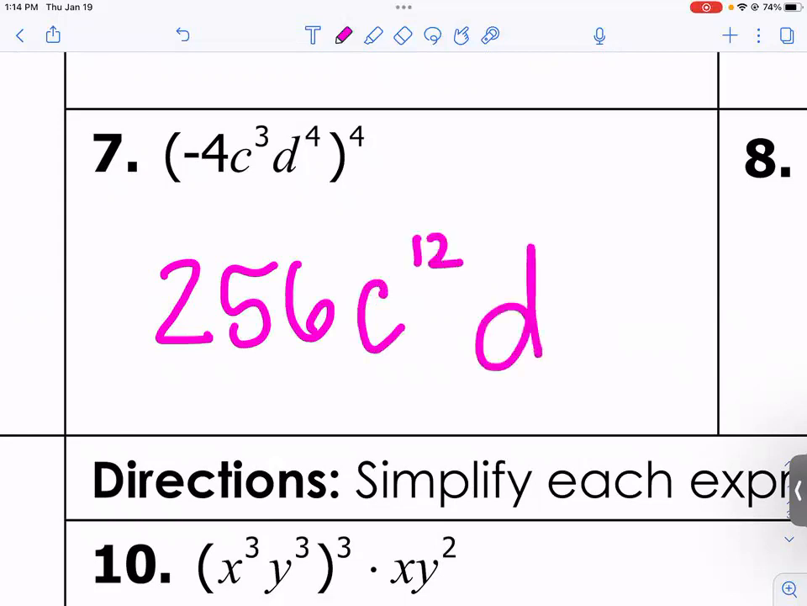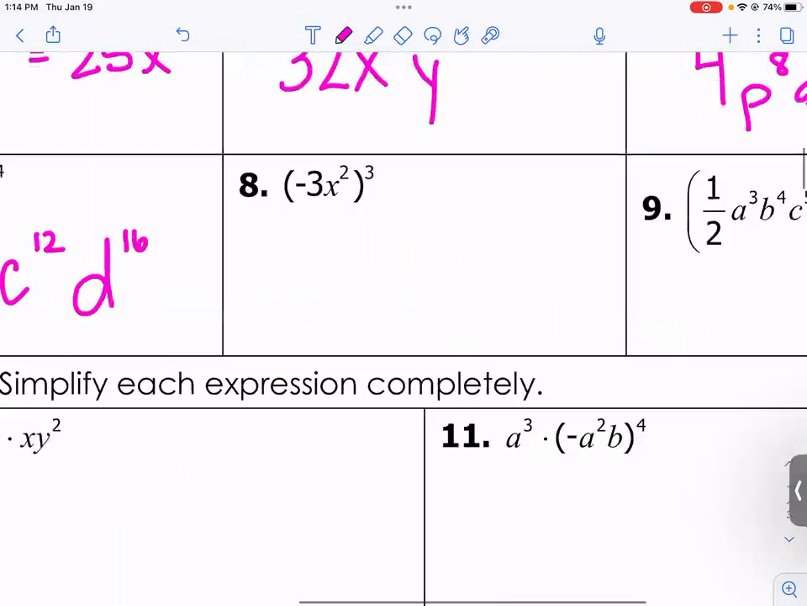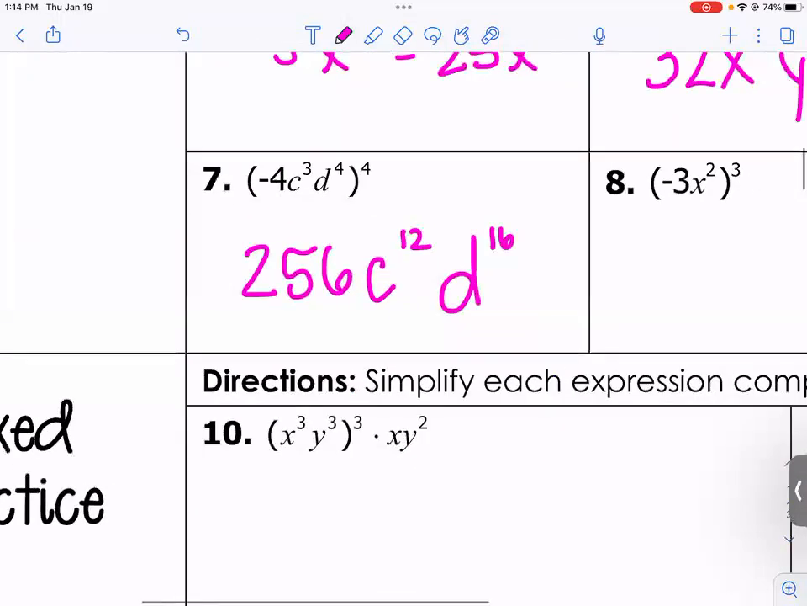And then we have C to the everybody. And everybody D to the 16. Are you okay with 16? Can we just think like if it's 16 multiplied by an odd number?